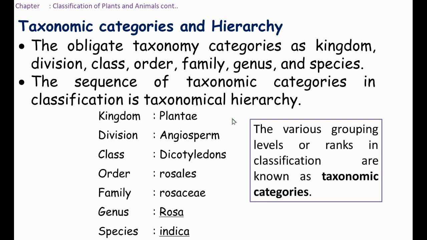The sequence of taxonomic categories in classification is called taxonomical hierarchy. There are 7 taxonomic categories in a hierarchy: 1, 2, 3, 4, 5, 6, 7. There are 7 taxonomic categories in the hierarchy of classification, and all of these should be arranged in a sequence.